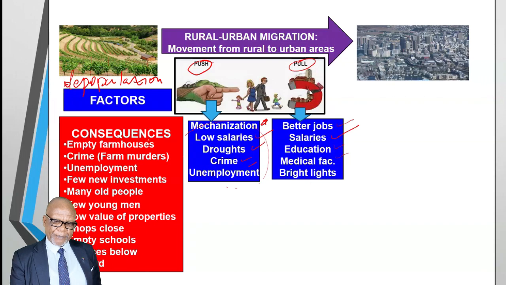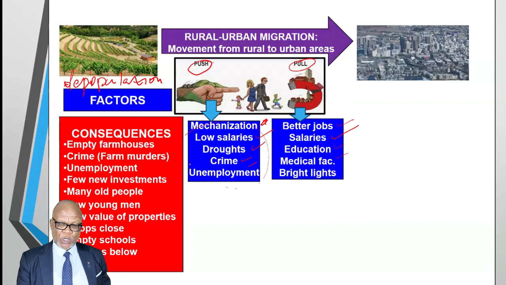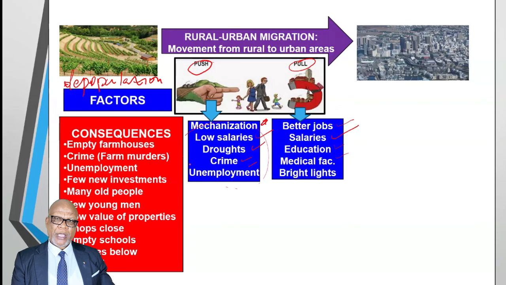There's going to be empty farmhouses. Crime or farm attacks may increase. There's going to be unemployment. So what are we looking at here? We're looking at the cycle of rural decay, the cycle of poverty. People moved because they were unemployed, and some of the people that moved out were employers. Let's say it's a shop owner who has a small shop and has hired a few people, but because people are no longer buying, he does not make enough profit. So he chooses to close his shop and move out.